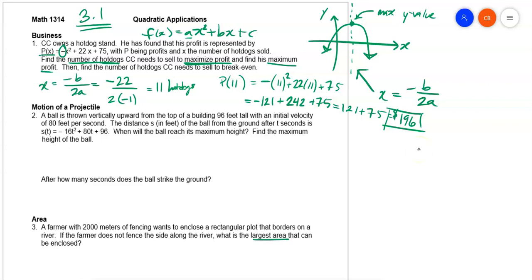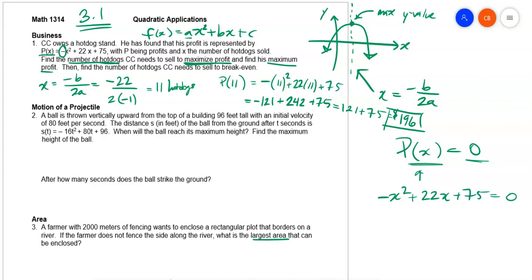Now consider that breaking even just means that his profit's going to be 0. So his profit for some amount of hot dogs is 0. And since we already have an expression for the P of x over here, we can just plug it in. It just goes negative x squared plus 22x plus 75, and then this equals 0.